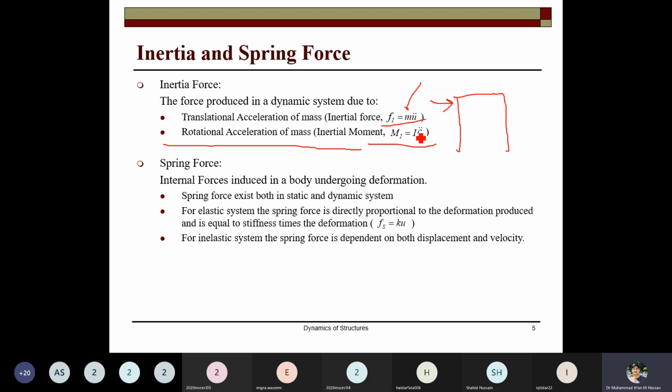You know that stiffness is the force required to produce unit deformation. So it means the spring force is equal to stiffness times displacement. When you apply this to an elastic system, the total displacement multiplied by the stiffness gives you the force. However, for an inelastic system, the spring force depends on both displacement as well as velocity. For an inelastic system, you also need other parameters.